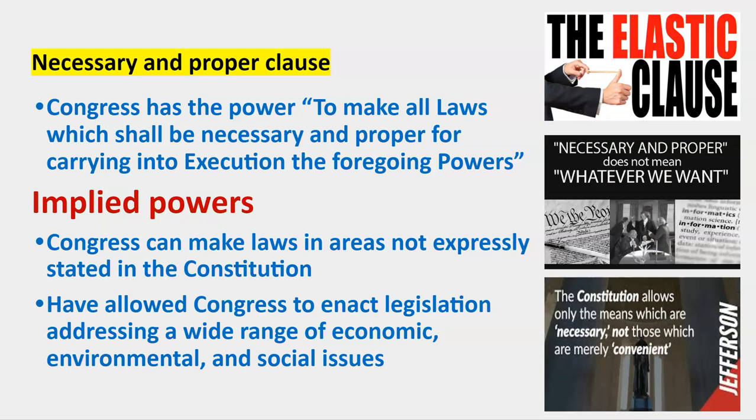And there's some explainers here on the elastic clause that you can click on in the chapter notes that I think you'll find helpful. But this idea of making all laws, which shall be necessary and proper, and carrying into execution those powers is giving Congress a lot of leeway in terms of implied powers, things that aren't expressly stated in the Constitution, but are giving Congress the power to carry that out in a way that still sticks within the limits of what is a power that the Congress has.